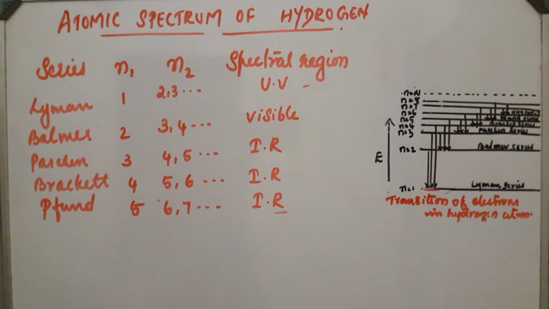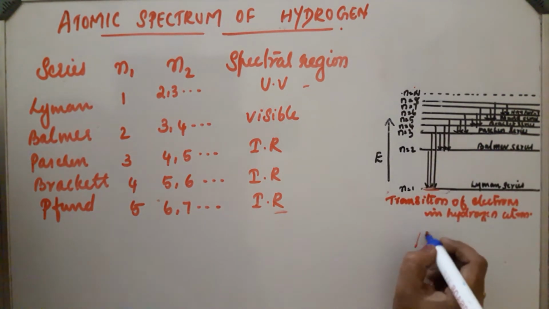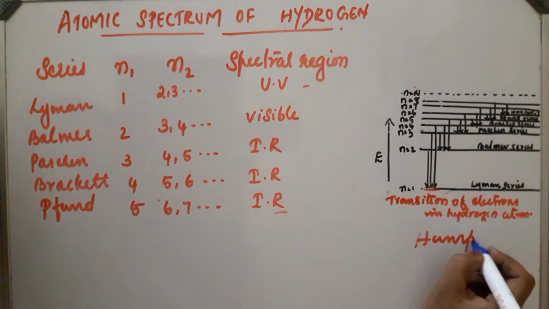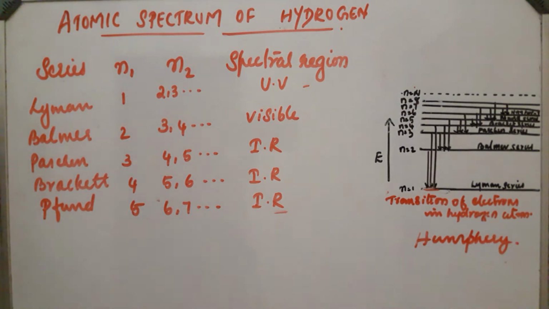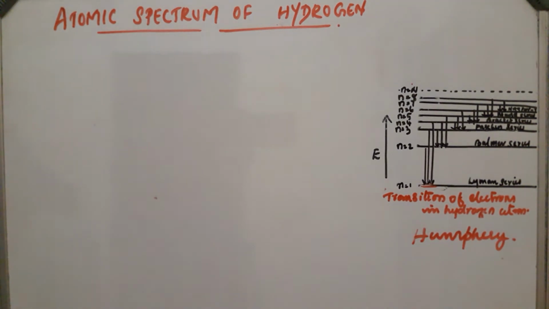There is one more series, which is called the Humphreys series also. Here, the transition takes place to the level n equal to 6 from different higher energy levels. These are the different series. So next, Rydberg.